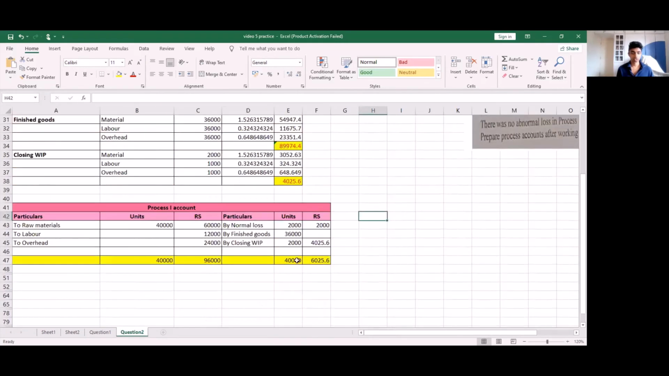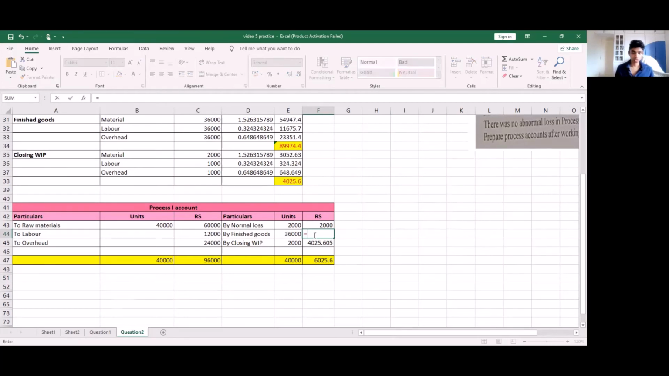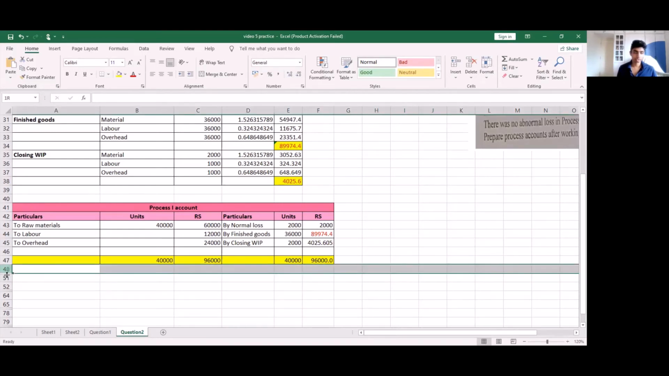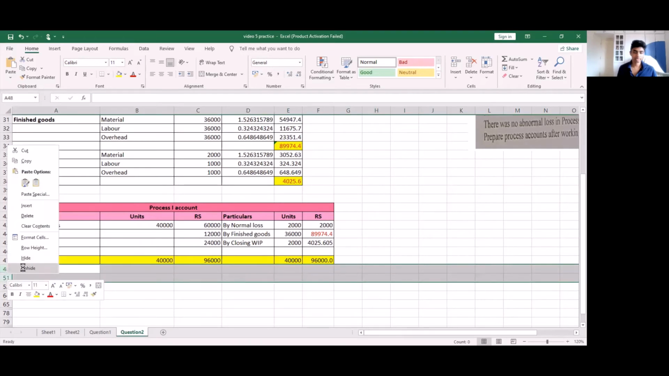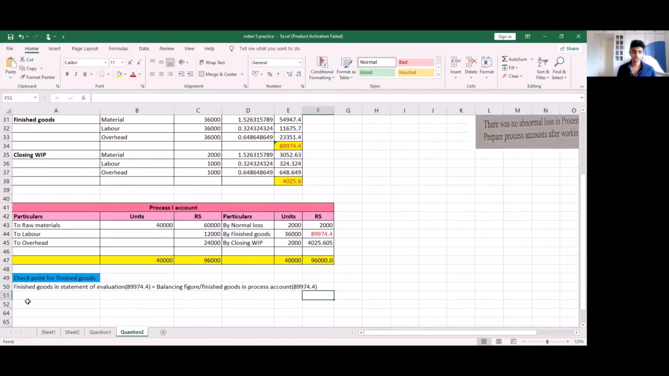Coming to the amount for our finished goods, we will subtract 6,025.6 from 96,000. So our finished goods will be 96,000 minus 6,025.6, which gives us 89,974.4. Now our checkpoint to see if what we did is right is to compare our finished goods in statement of evaluation with our finished goods in our process account.